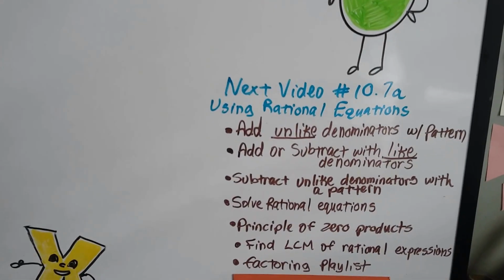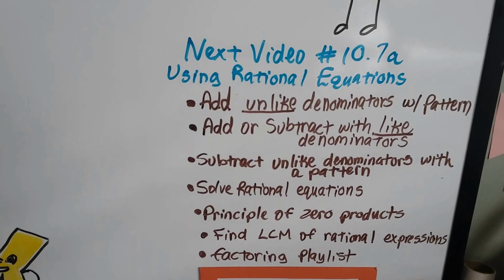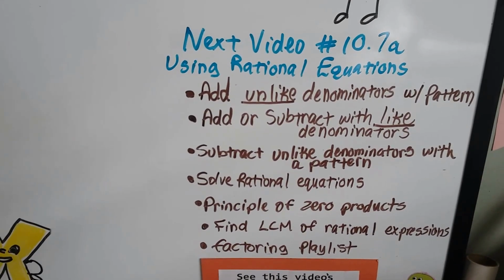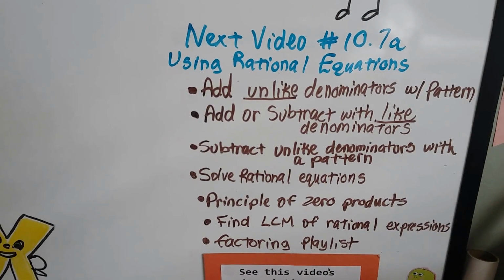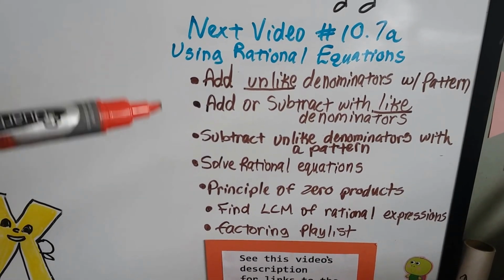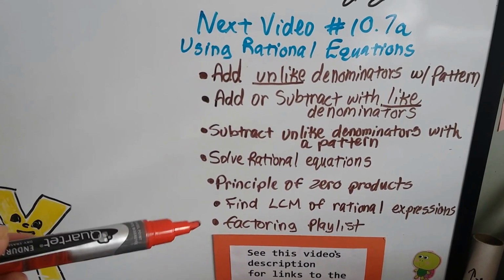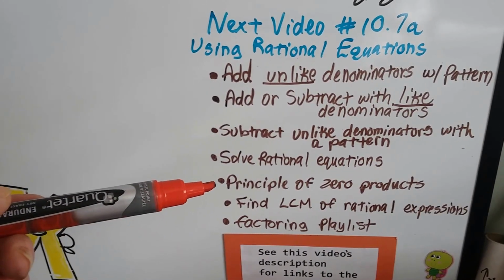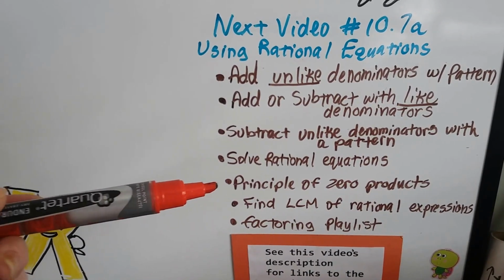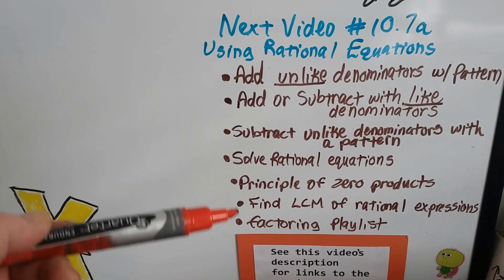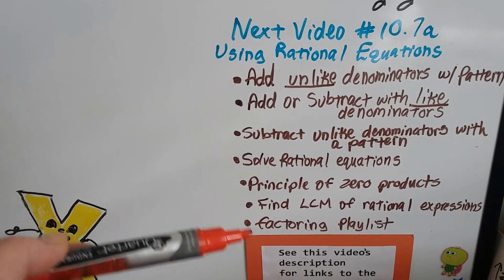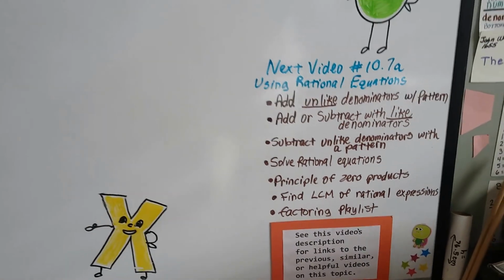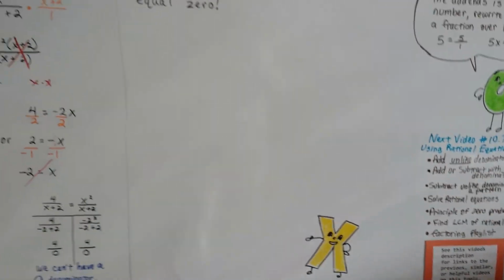Our next video is going to be 10.7a. We're going to talk about using rational equations to actually solve some problems. And if you want to go back and watch any of the previous videos like factoring, or we talked about the principle of zero products in the last video, or unlike denominators or like denominators, there'll be links in the description of this video, okay?